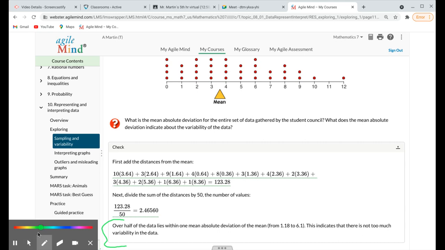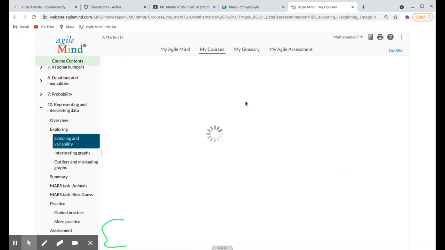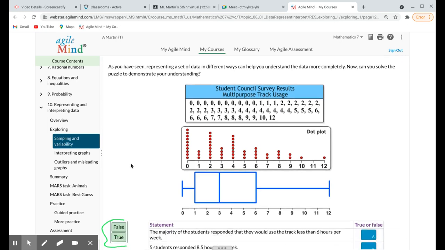So, what we're going to do is take what we know here and answer a question on the next page. We should have questions 1 and 2 answered already on page 323 in our workbook. And now we're going to answer question 3 on page 12 of our Agile Mind sampling and variability. Miss Angel, go ahead and read this for us, please, ma'am. As you have seen, representing a set of data in different ways can help you understand the data more completely. Now can you solve the puzzle to demonstrate your understanding?